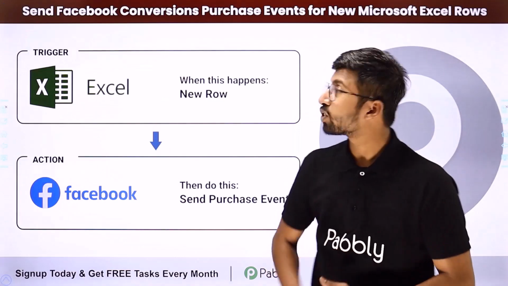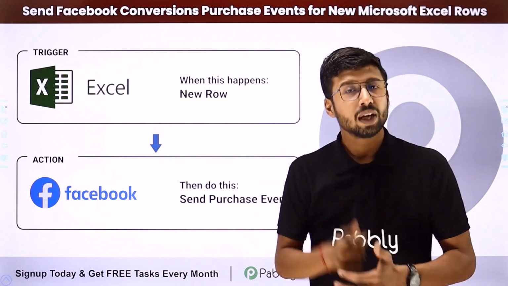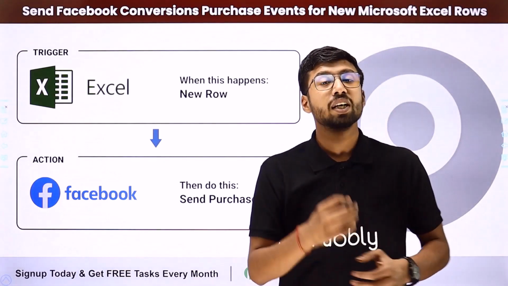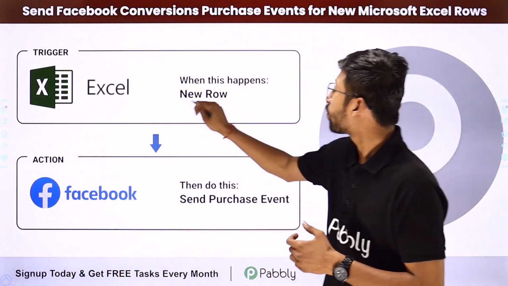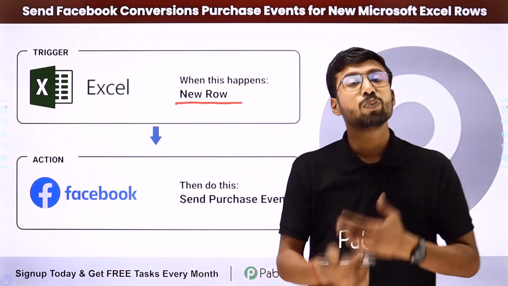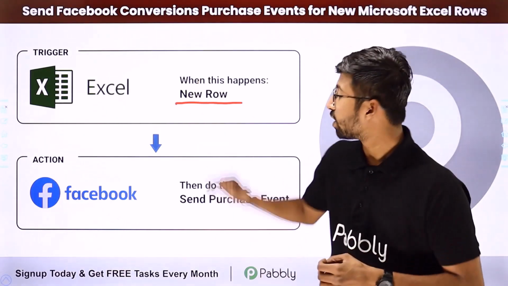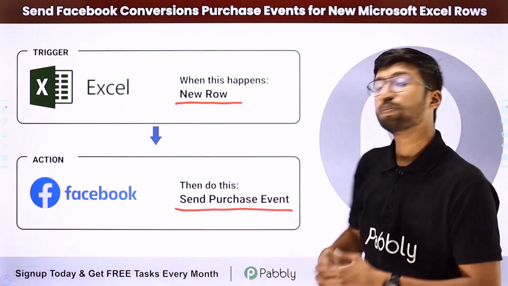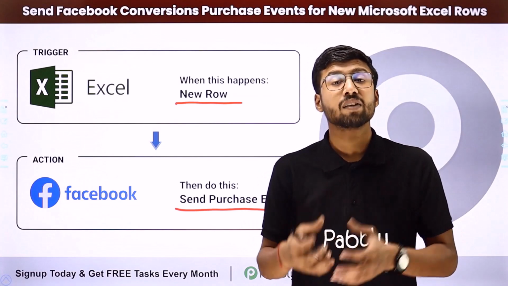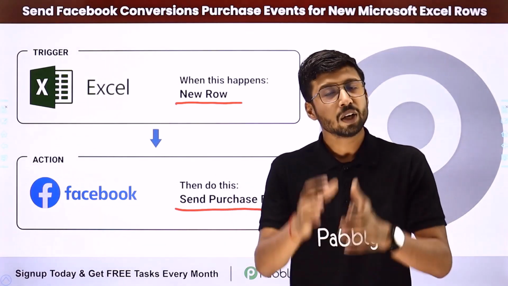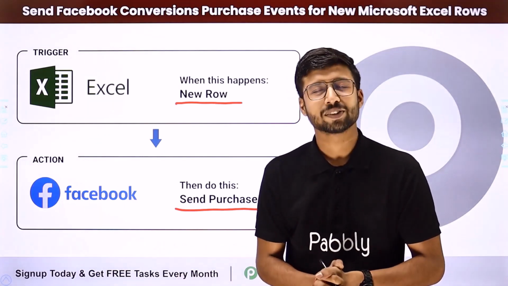So in this video, we are going to learn how to send Facebook conversion purchase events for a new Microsoft Excel row. Now guys, if you are running some Facebook ads, this automation is going to help you a lot. Using this automation, whenever you add a new row of data of a new purchase, a new sale in your Microsoft Excel sheet, you can send that exact same data to Facebook conversion API as a purchase event, so that using that data, you can optimize your Facebook ad and send the conversion details back to Facebook ads. So if you want to know how you can set up this automation, you just have to come with me to my screen.